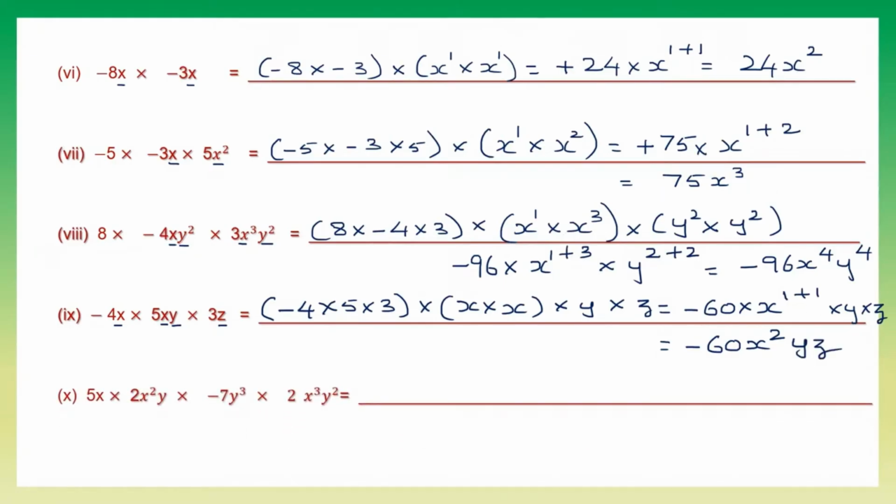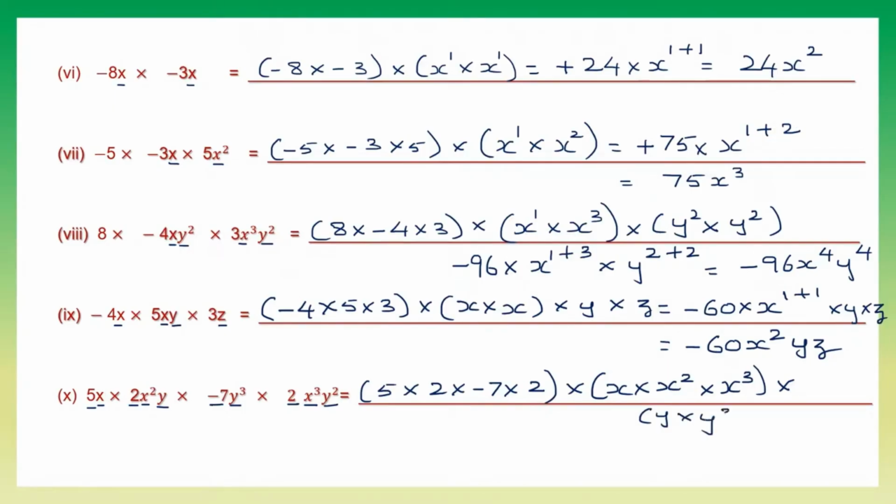Question 10. Let's write all the numbers. So that is 5 into 2 into minus 7 into 2. These are the numbers. Into, let's take the x: 1x here, x squared here, and x cubed here. Into x squared, into x cubed, into, now here we have a y cubed and y squared, into y cubed into y squared. Okay, now let's work this out.